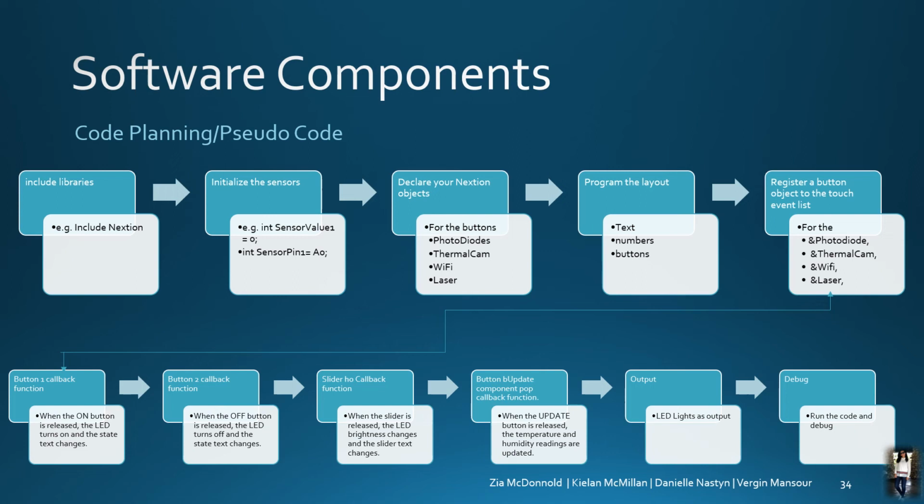Then we need to have an output, and in that case we would have LED lights as the output. And finally, we would run the code and debug any problems when compiling it, and change anything that would result in errors.